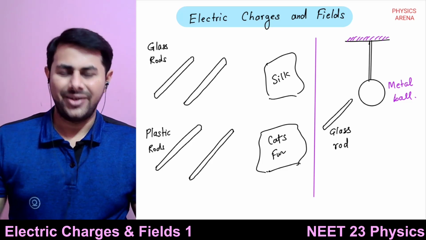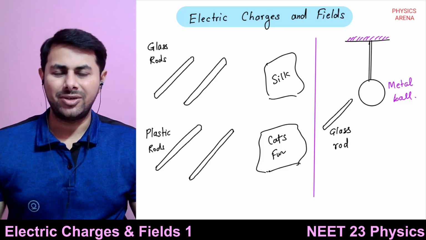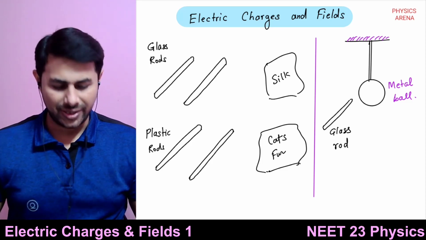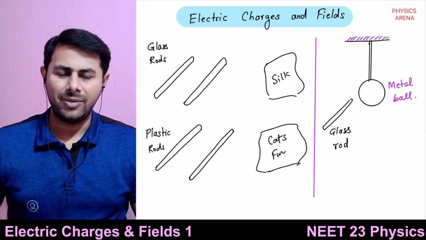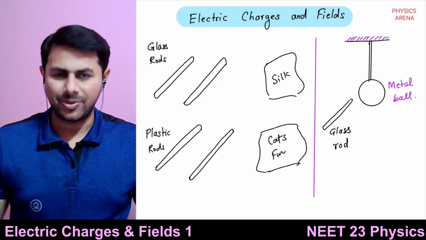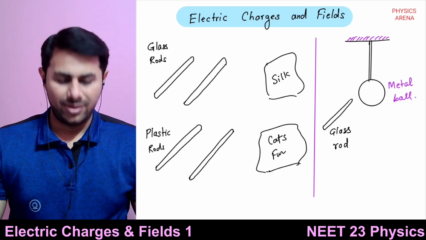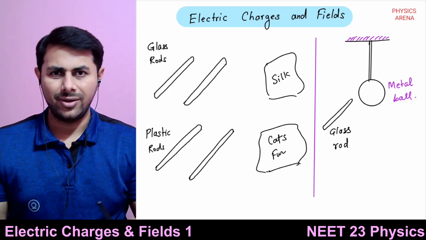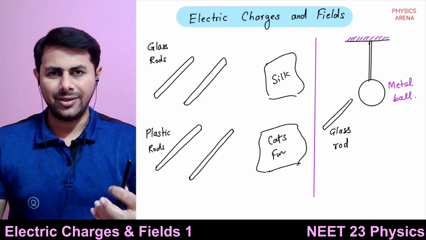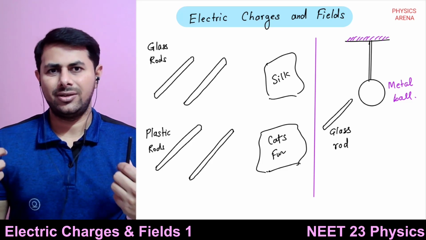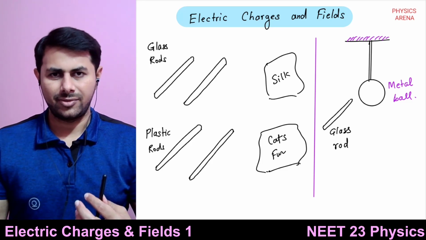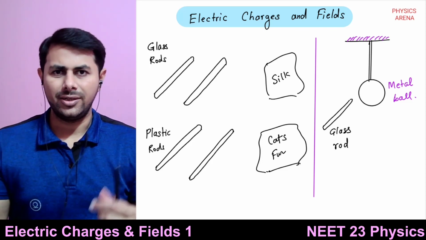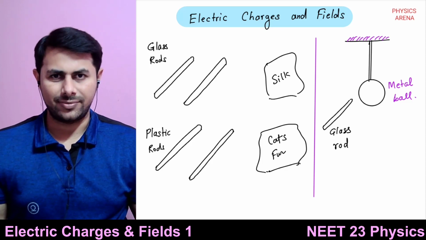So what is happening? People have observed these kinds of things for centuries, and they found some laws, the laws of electrostatics, as we call them. So what are those laws? When you rub two bodies on each other, they gain some kind of charge, some property due to which they attract each other. We call that property electric charge.